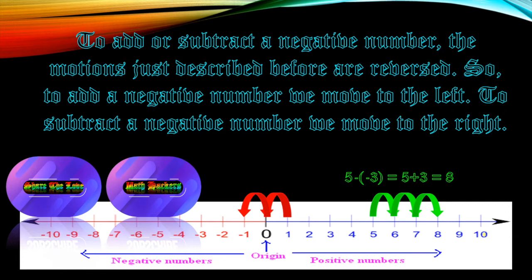And again, to add a negative number, we move to the left, as opposed to adding a positive number, where we move to the right, and vice versa. As in, 1 plus negative 2 equals 1 minus 2, which is equal to minus 1, as illustrated in the number line. Worked examples to follow shortly.